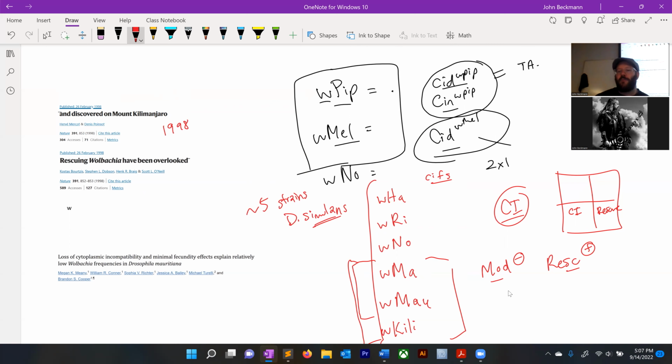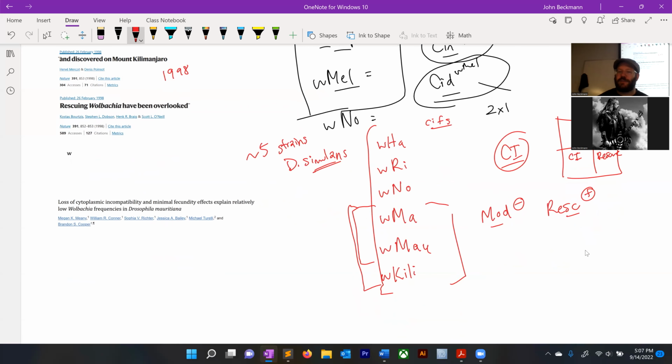So how might you get a strain of Wolbachia, or what can you think about or describe that strain a little bit more, one that cannot induce CI but can rescue it? What would the gene architecture maybe look like? So if these are the CI factors, and if we are correct that these are the genes that control CI, what might you hypothesize would be the structural organization of a mod minus rescue plus system? How might it be different?